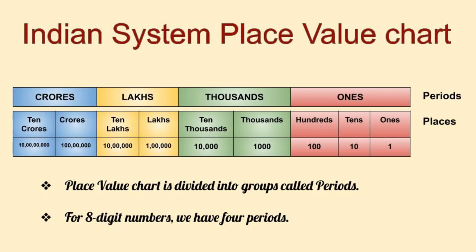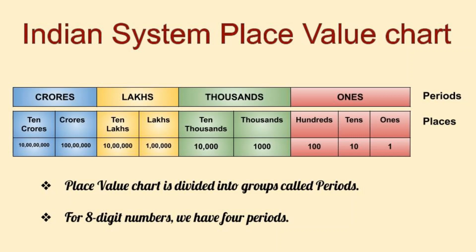Indian system place value chart. It is divided into groups called periods. In this chapter, we learn up to 8 digits. For 8 digits, we have 4 periods: ones period, thousands period, lakhs period and crores period. In ones period, we have 3 places: ones, tens, hundreds. In thousands period, we have 2 places: thousands, 10,000s. In lakhs period, we have 2 places: lakhs, 10 lakhs. In crores period, we have 2 places: crores, 10 crores. In this grade, we learn up to crore place.